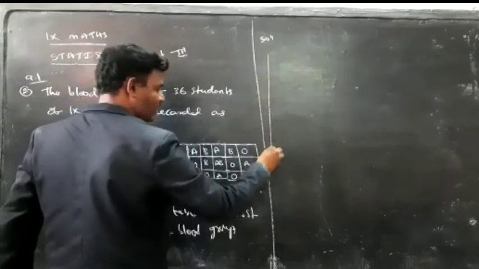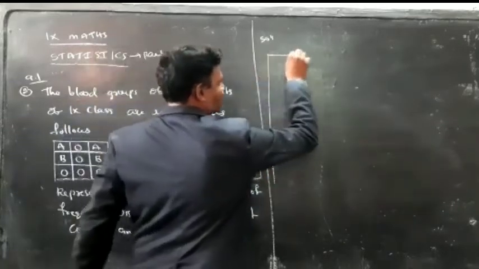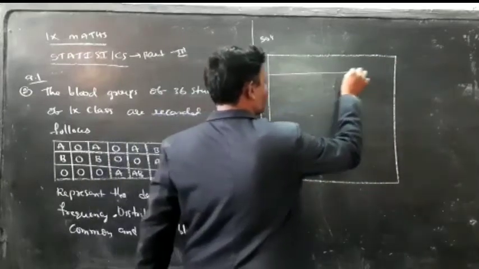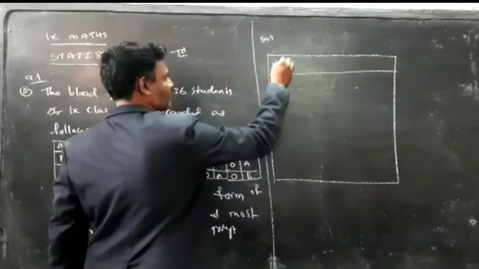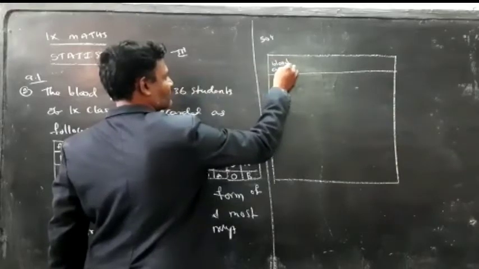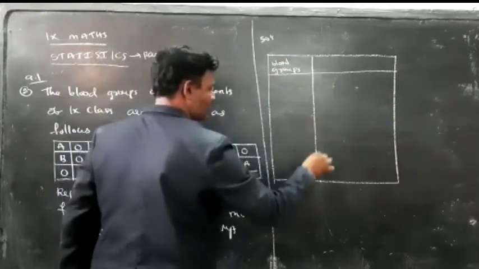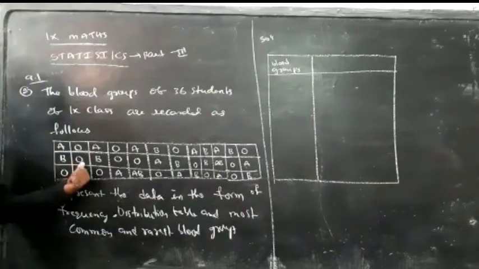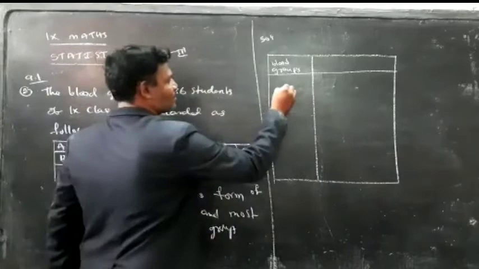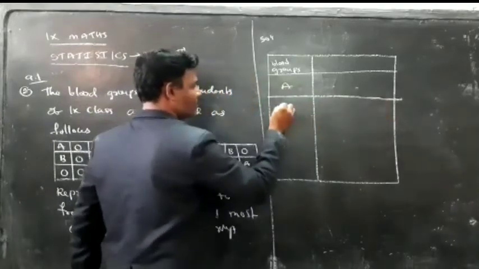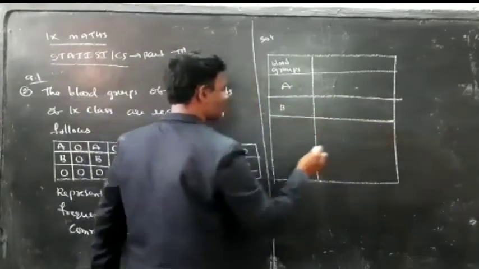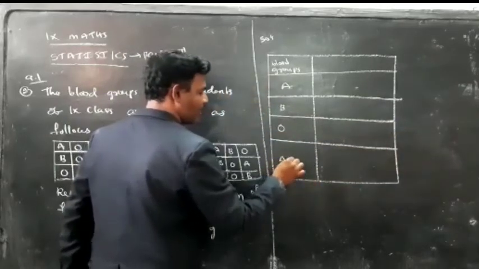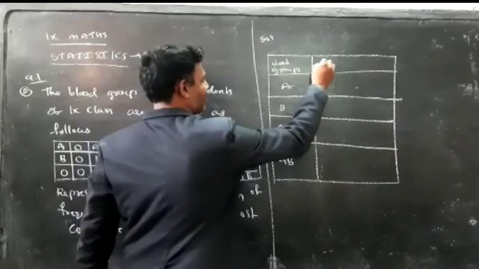To make a frequency distribution table, first, what are the observations here? Here the observations are blood groups. From the data, how many blood groups are there? A, B, O and AB. A blood group students, B blood group students, O blood group students and AB blood group students. Next, tally marks.